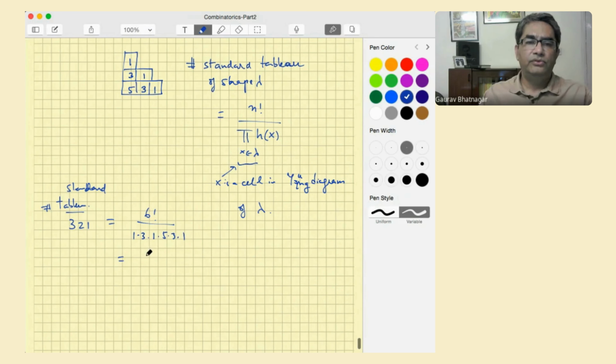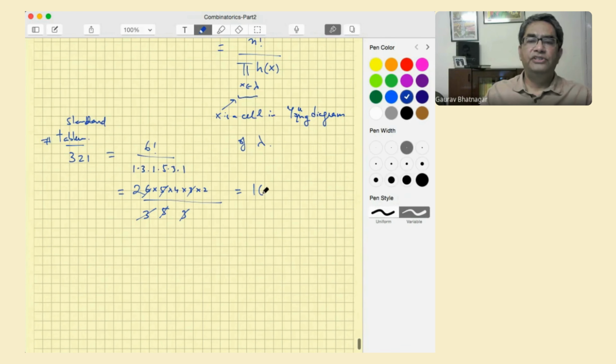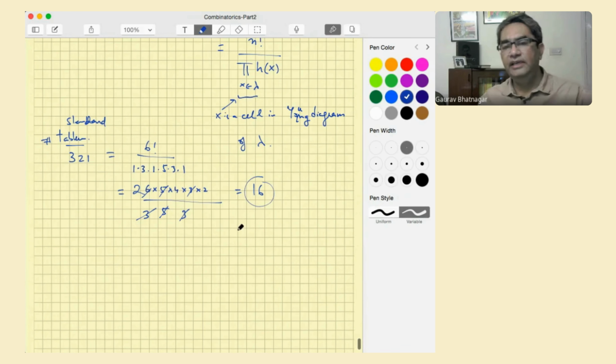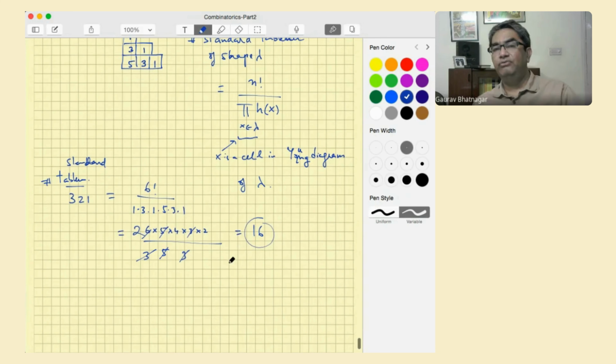So this goes to 6 into 5 into 4 into 3 into 2. And then 5 gets cancelled. 3 gets cancelled. And then another 3. So that's 4 into 4, 16. So we know already that there are 16. So this is a remarkable formula again.